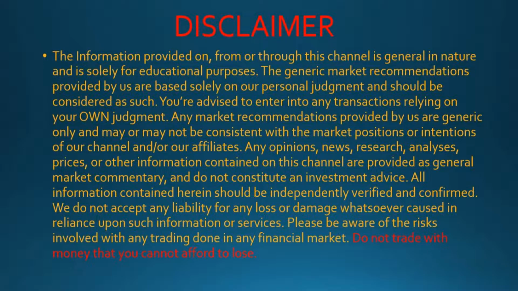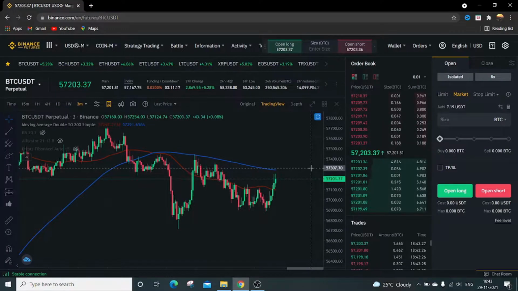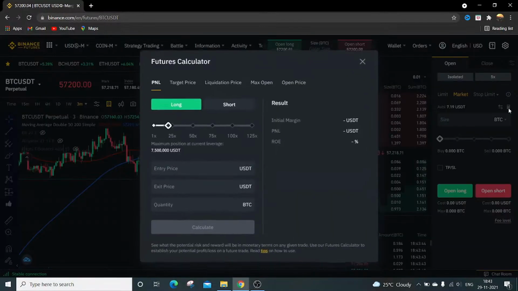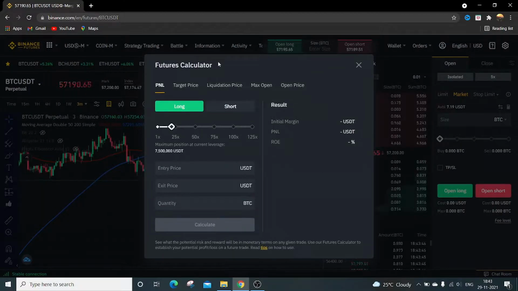Hey guys, welcome. In this episode, we are going to see how to calculate profit and loss, that is PNL, using the calculator. So we are in the Binance Futures tab. If you are able to see the arrow, just go to the right hand side. Here is the calculator option. Click on it. This is the Binance Futures calculator.